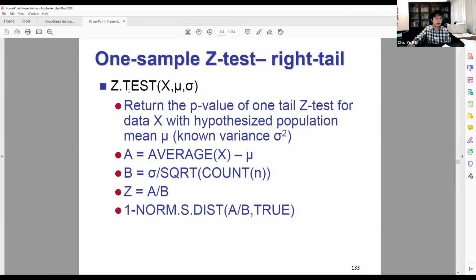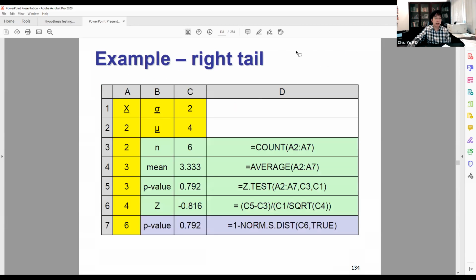You are using the right tail. Actually, you can use the Z.DIST tags to calculate what we want to do. Let's see from the Excel. So this is the data. And for the Z test, we know the mu, we know the sigma already. The variance is 4, so this is the population variance, and the mu is 4.